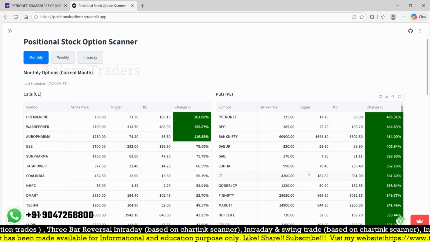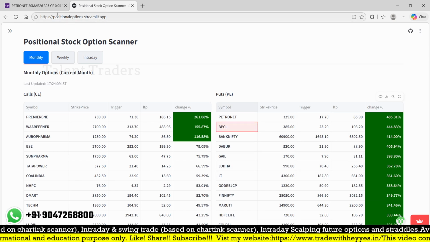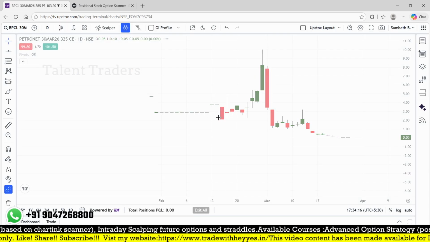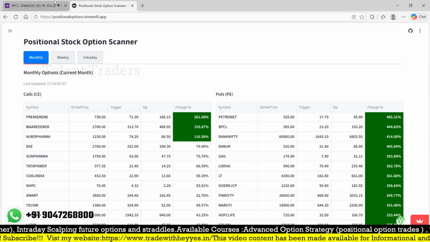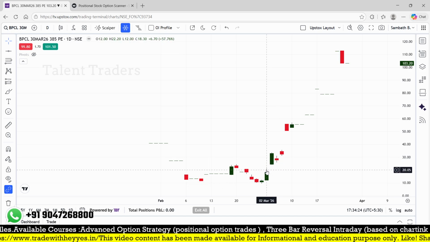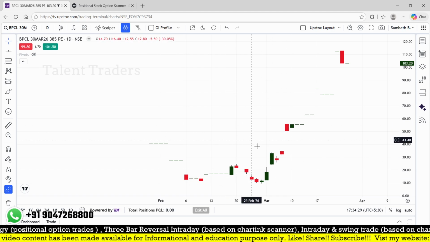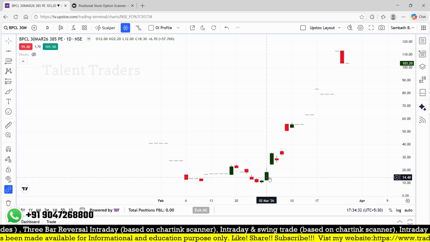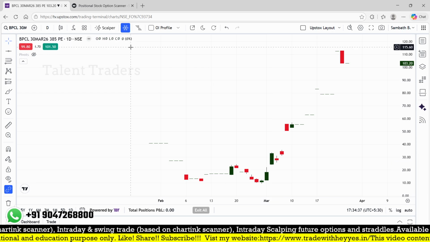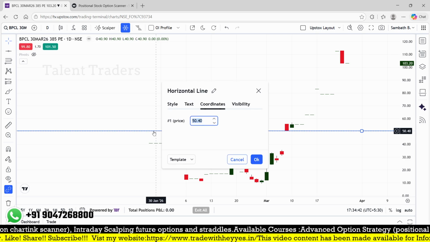Sometimes some stocks may gap up or gap down. If it gaps up and your price is not tradable, let me check the BPCL 385 put option. Our breakout point in this case is 23.2. After this 23.2, maybe here 22, this one is not tradable. You can see the previous close is 22.2. Next day it opened at 24. The same day it went up to somewhere around 34. So what is our exact breakout point in this trade? It is 23.2.